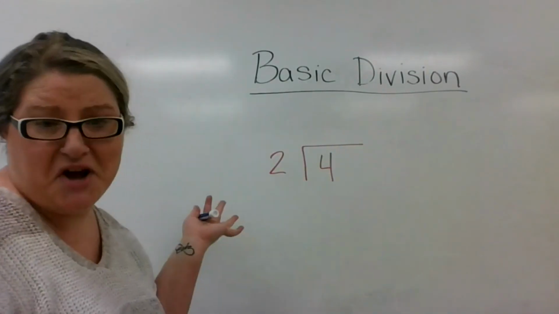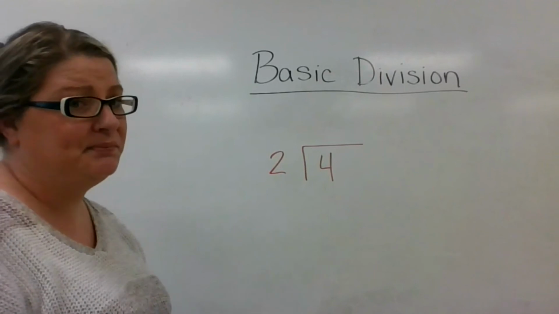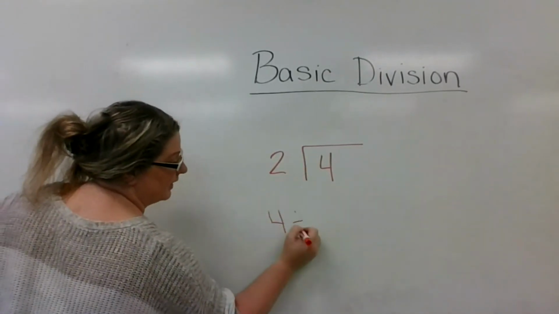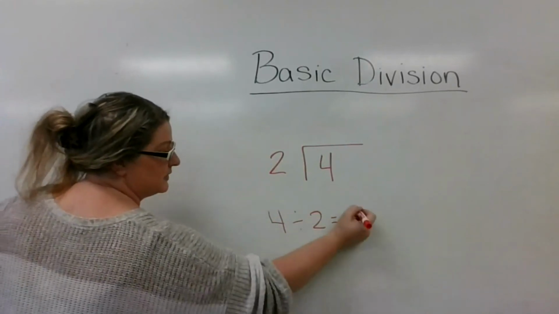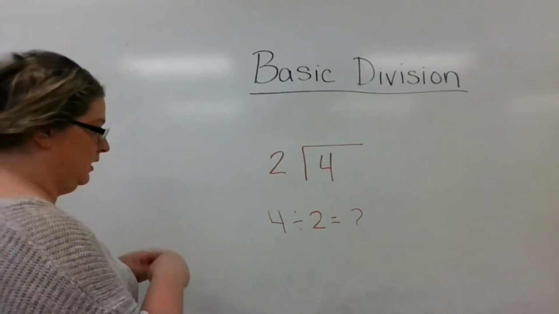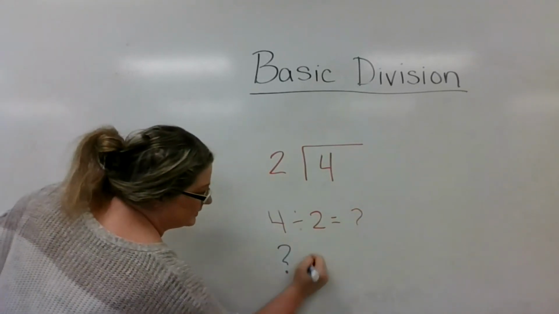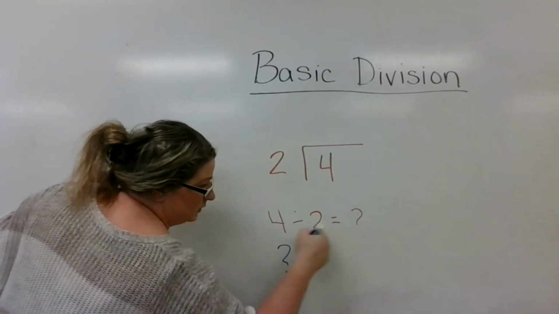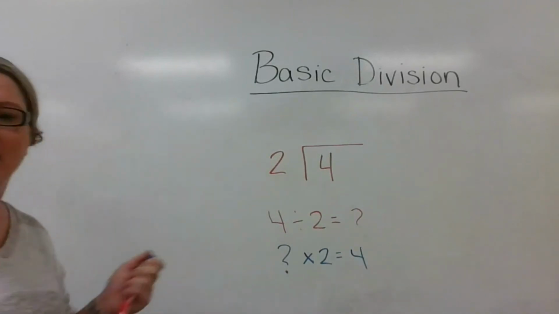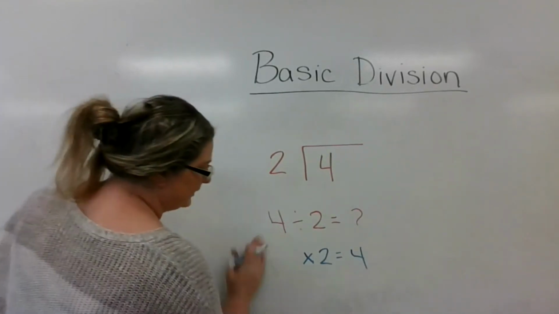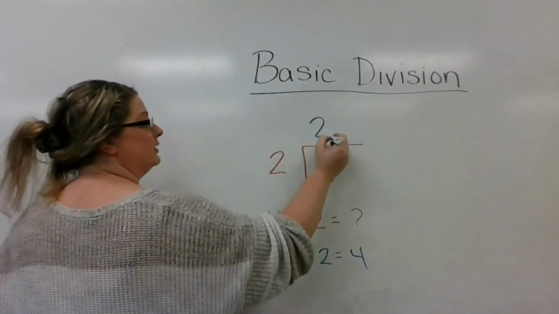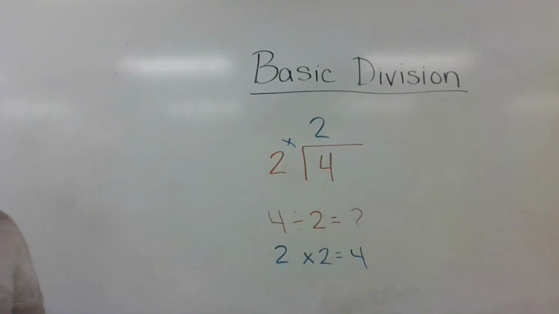And then sometimes you just know. Like you look at this and you go, if I write it like this, 4 divided by 2 equals something, then I know that I can flip it around, right? And I can say something times 2 equals 4. When we do that, it looks really easy, right? Because we know that 2 times 2 equals 4.